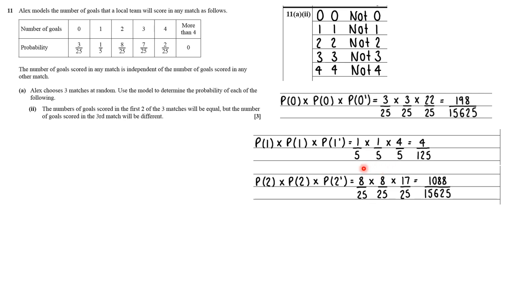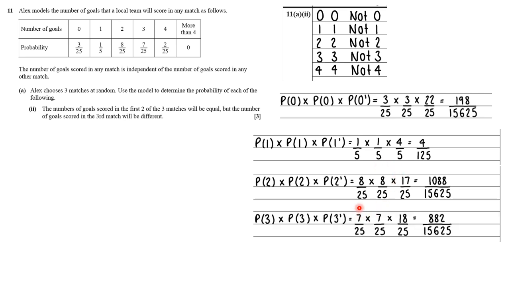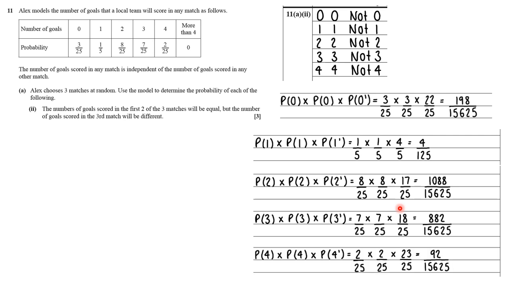For 2, 2, not 2, we've got 8 out of 25 times 8 out of 25 times 17 out of 25. 3, 3, not 3, we've got 7 out of 25 times 7 out of 25 times 18 out of 25. And finally, for 4, 4, not 4, we've got 2 out of 25 times 2 out of 25 times 23 out of 25. So these are the answers for the probability of all my different possible outcomes.